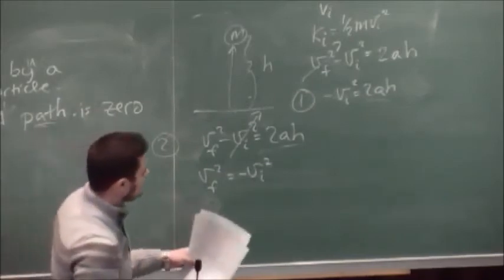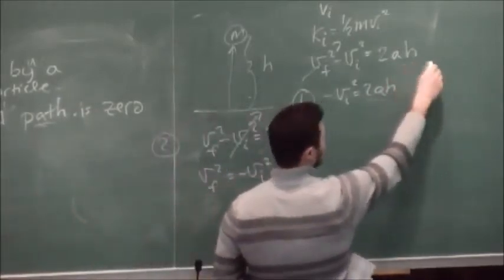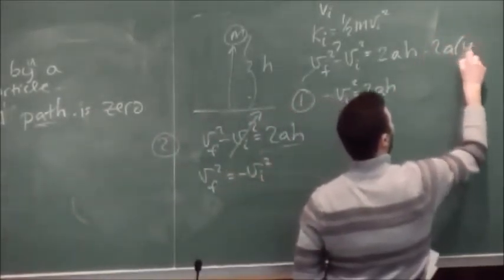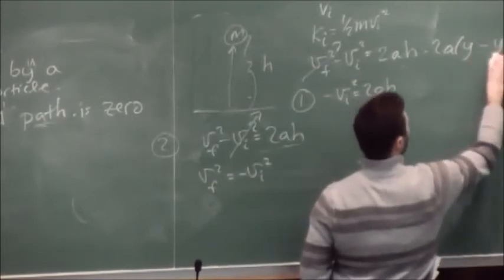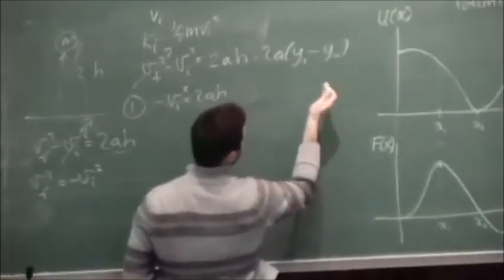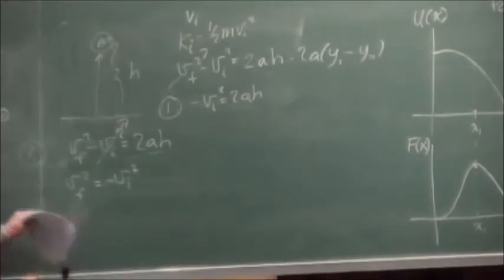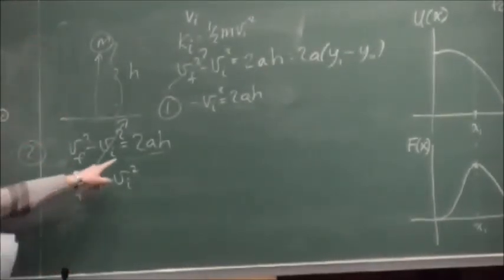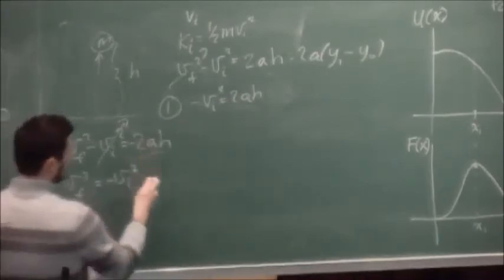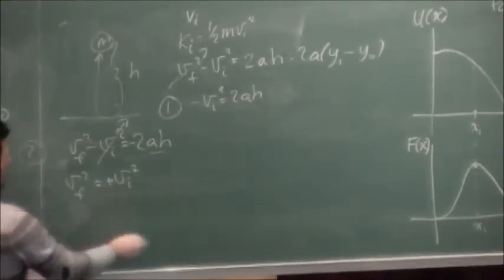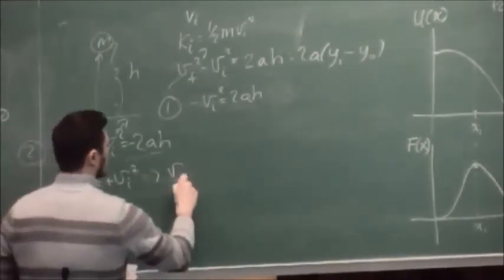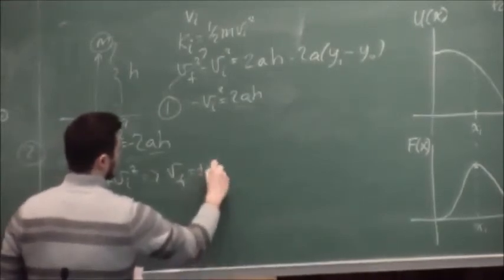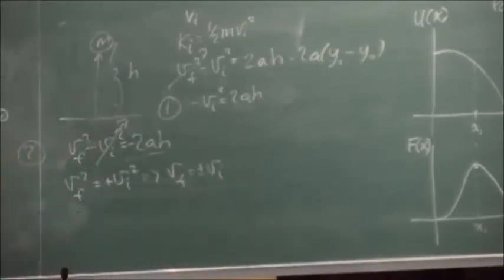So I should have written this out the first time and said this is 2a(y minus y naught), or y1 minus y naught, something like that, so that you know you have to go from where you're at in the second process. So like you say, here, this is actually negative 2ah. Putting that in, I get positive. This means that Vf is either plus or minus Vi, and by the physics of the situation, it must be opposite. Okay, right? It's falling down, it has that displacement.